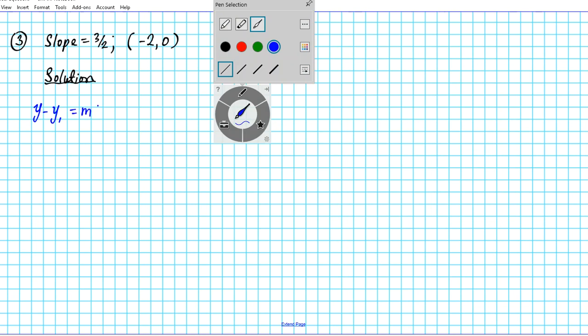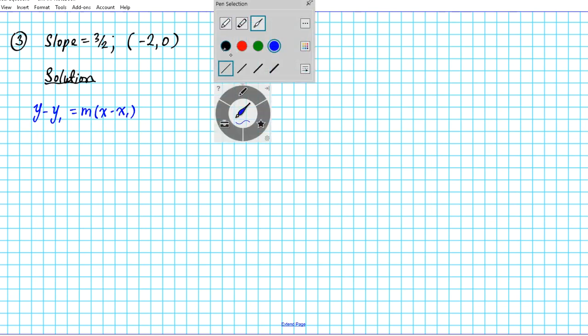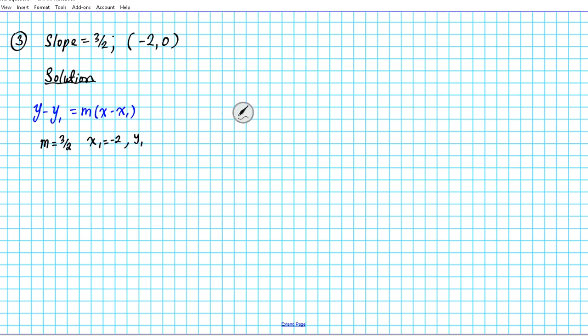y minus y1 equals m(x minus x1). It has a point and the slope. And then we know what our m, x1, and y1 are. Our m is the slope, m is 3/2, x1 is -2, and y1 is 0. So what we're going to do next is just carry out our substitution. Substitute these values into the formula. So we have y minus y1, which is 0, equals m, 3/2, times x minus x1, which is -2.